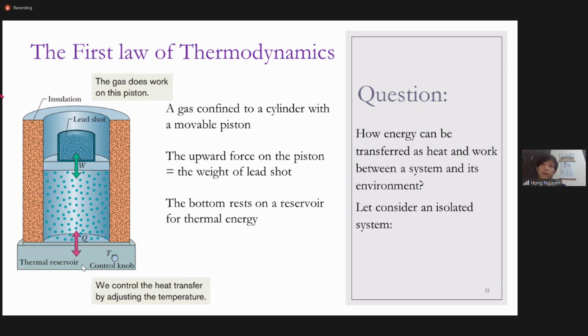Okay, and for this system, the gas will be able to do work on this piston. The wall of the cylinder is very well insulated, so we enter what case? An open system or a closed system or an isolated system.